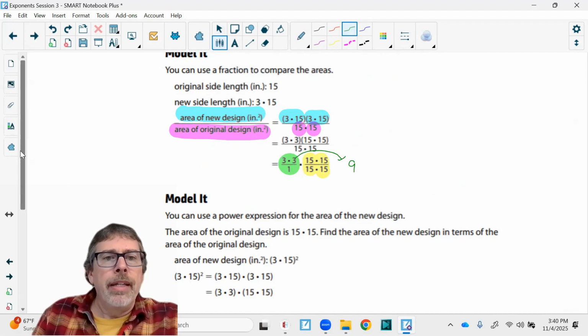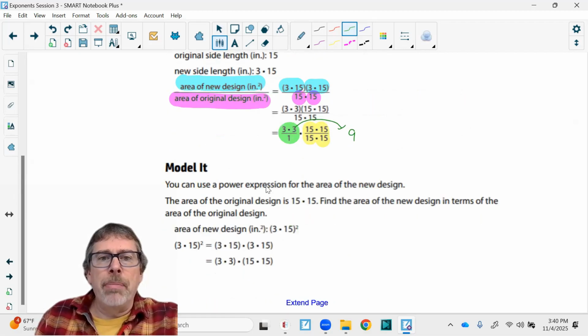Okay, and then the new model, it says you can use a power expression of the area of the new design. The area of the original design was 15 times 15. Find the area of the new design in terms of the area of the original. The area of the new design was 3 times 15 squared.